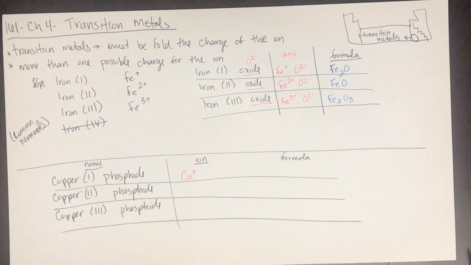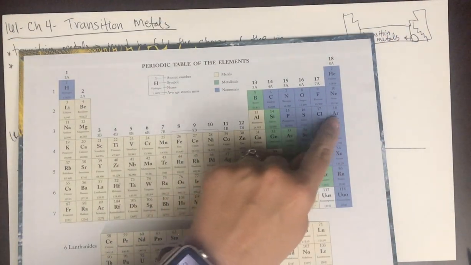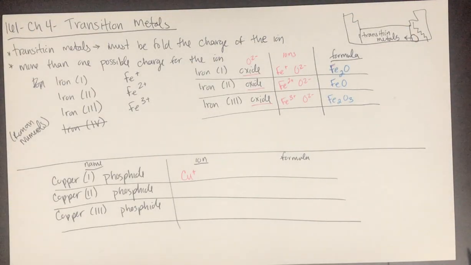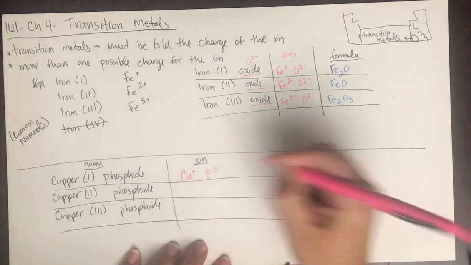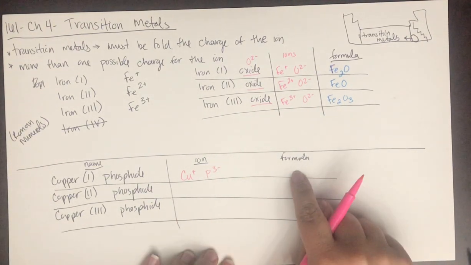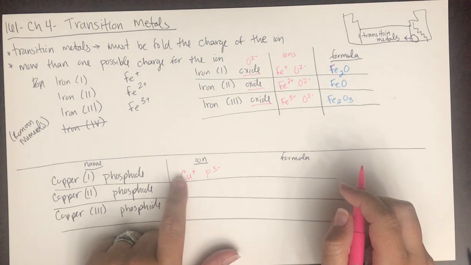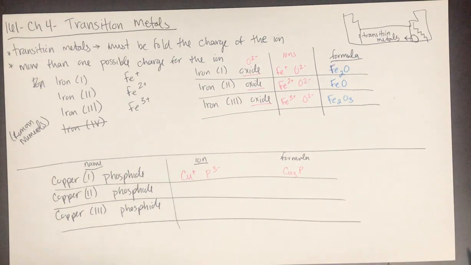Phosphide, if you find phosphorus on the periodic table, phosphorus is right here. It's in group 5. It wants to be like argon in group 8. So it is going to gain 3 electrons. So it's going to be P3-. So to write the formula, I'm going to need 3 coppers, Cu3P. This is copper 1 phosphide.